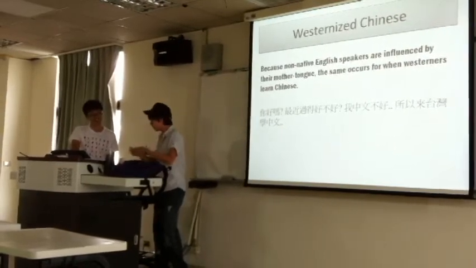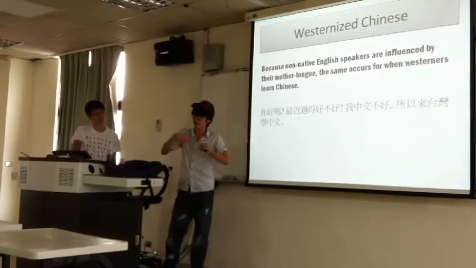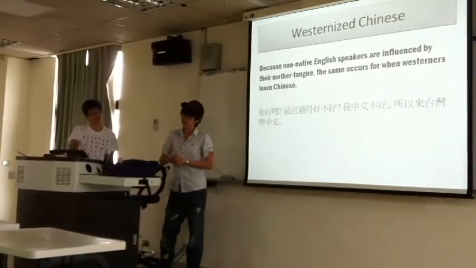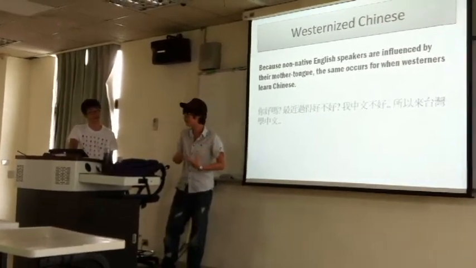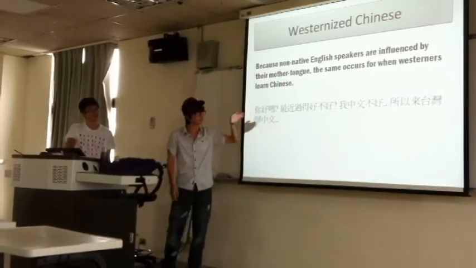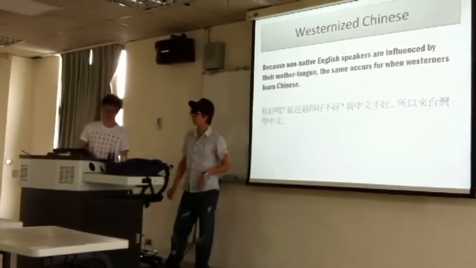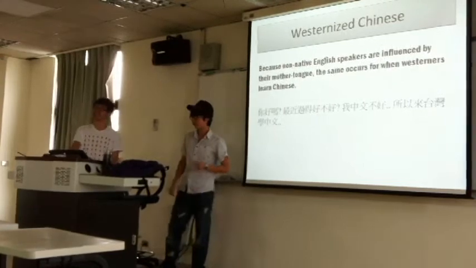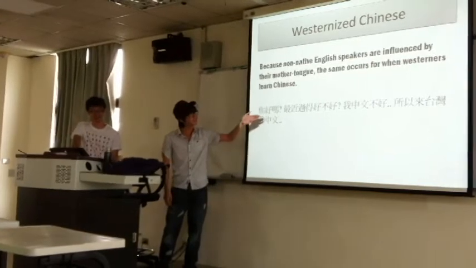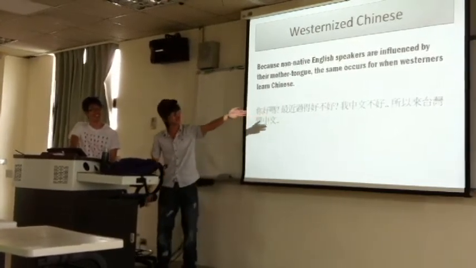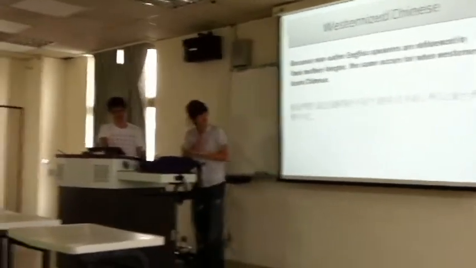So let's say, for example, when an American comes and learns our language, Mandarin Chinese, they find difficulty. When they speak in Chinese, they basically sound as if they're speaking English. For example, one simple sentence over here. I'm gonna have my Taiwanese friend here read this sentence for me. 你好吗？最近过得好不好？我中文不好，所以来台湾学中文。 See? It sounds great, right? But when Americans try to read this, it sounds so English. They go like, 你好吗？最近过得好不好啊？我中文不好，所以来台湾学中文。 So yeah, you get me? It sounds as if you're speaking English.